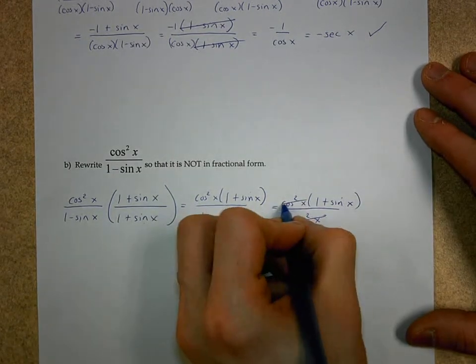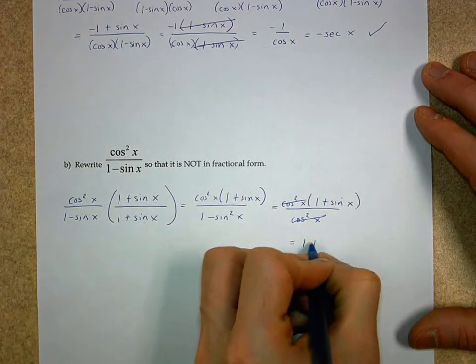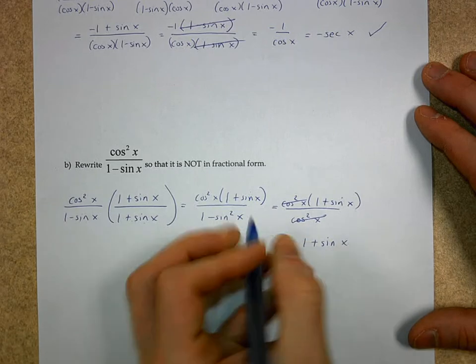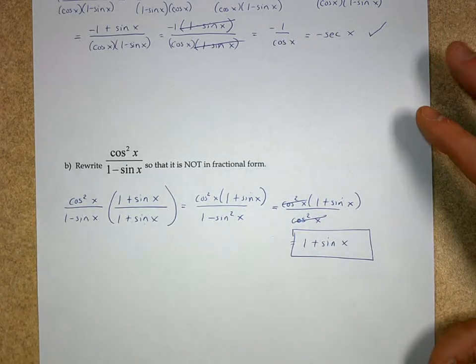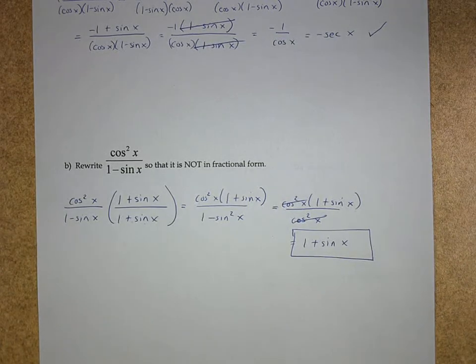Now I can see my cosine squared of x's are going to cancel out, and I'm left with 1 plus sine of x. So this expression written in non-fractional form is just 1 plus sine of x.